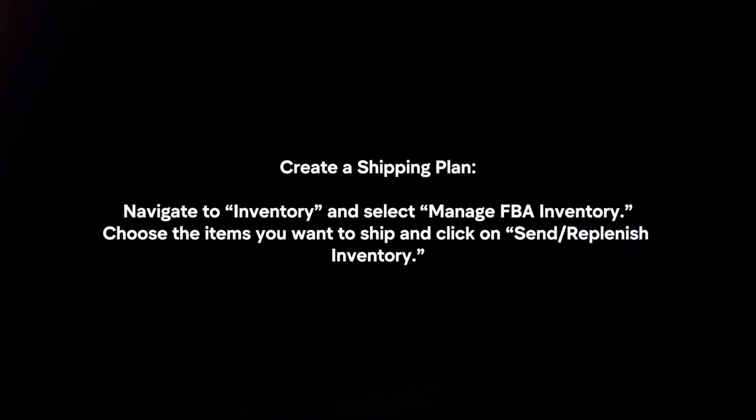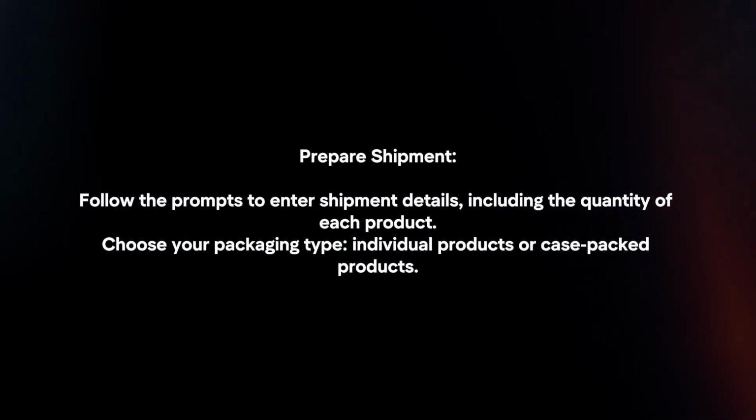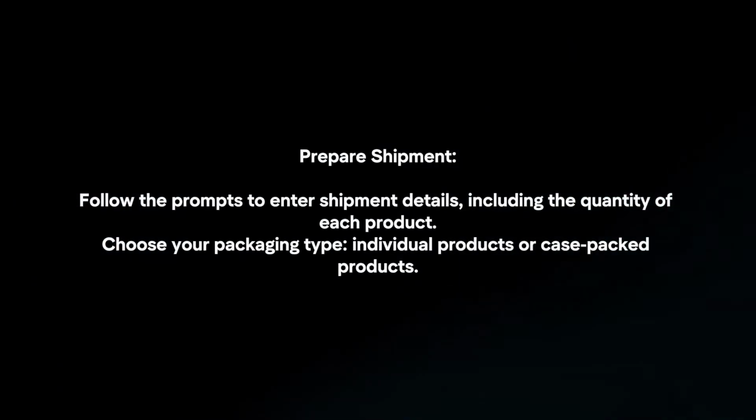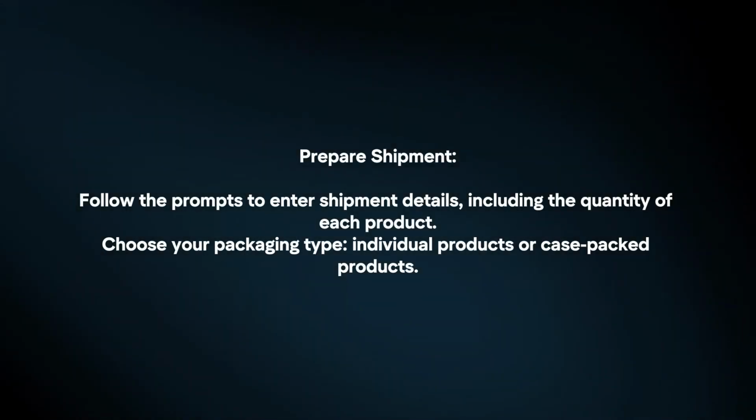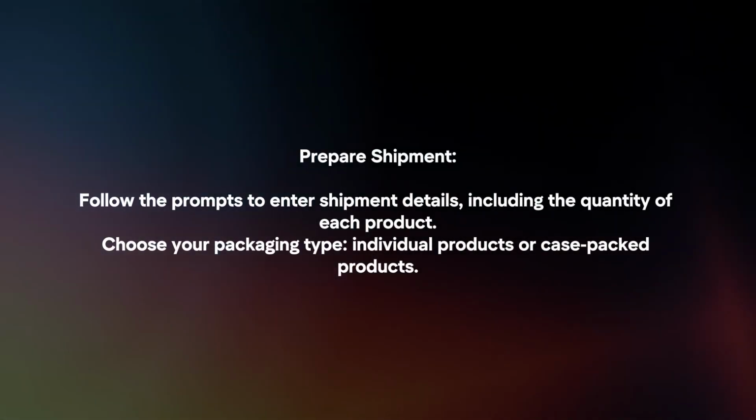Choose the items you want to ship and click on Send or Replenish Inventory. Prepare shipment. Follow the prompts to enter shipment details, including the quantity of each product. Choose your packaging type, individual products or case-packed products.